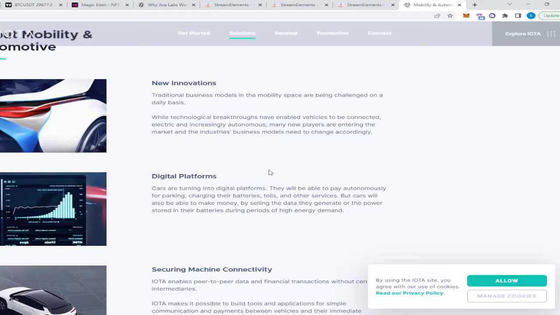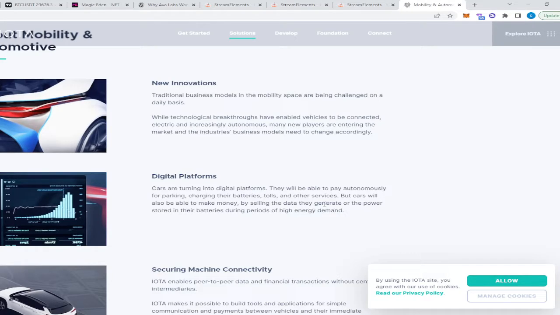But cars will also be able to make money by selling the data they generate or the power stored in their batteries during periods of high energy demand. And this is big, because say if your car starts messing up, you'll have that data, and you can sell that data back to the car manufacturers, and then they can make adjustments accordingly on the next model.